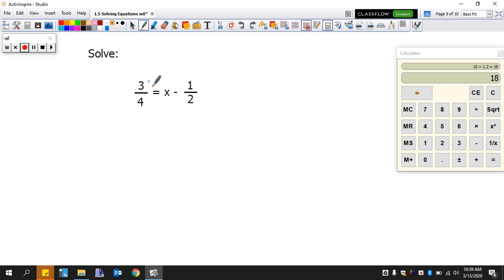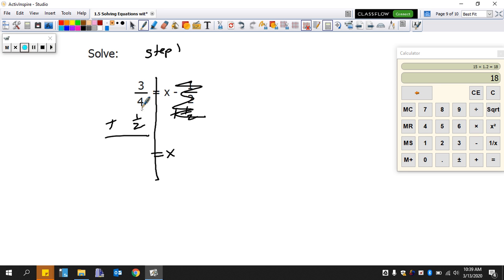The next one, once again, we have the variable on the right-hand side. It's no big deal. We're going to say plus 1/2, plus 1/2. So this cancels out. We've got to have a common denominator. Over here we have an x. So 3/4. We're going to multiply by 2, multiply by 2. So 2 times 1 is 2 over 4. So we have 3 over 4 plus 2 over 4 is 5 over 4.